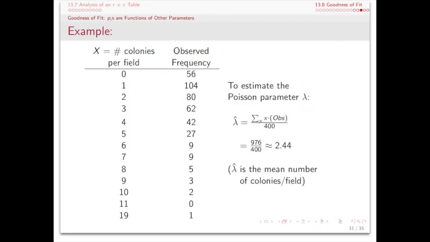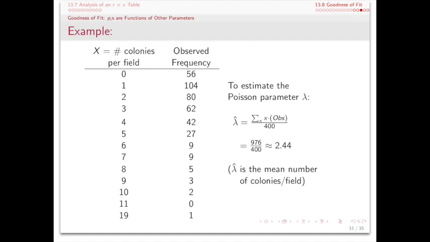We've got X equal to the number of colonies per field, anywhere from 0 to 11 colonies, and then a big gap. The next number of colonies in the field is 19, and since we don't see any other numbers in that first column, that means there were no other possible values for the colonies per field when this data was gathered. And then we have the associated observed frequencies.